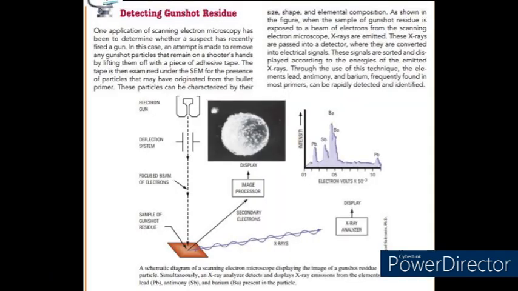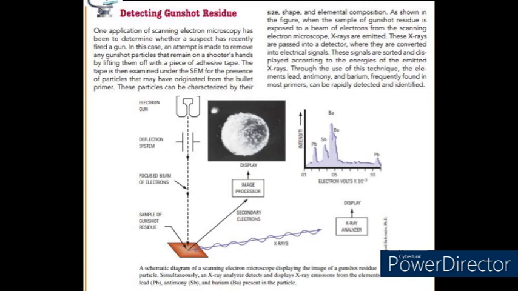Case: inside the science, detecting gunshot residue. One application of the scanning electron microscopy has been to determine whether a suspect has recently fired a gun. In this case, the attempt is made to remove any gunshot particles that remain on the shooter's hands, lifting them off with a piece of adhesive tape. The tape is then examined under SEM for the presence of particles that may have originated from the bullet primer. These particles can be characterized by their size, shape and elemental composition.